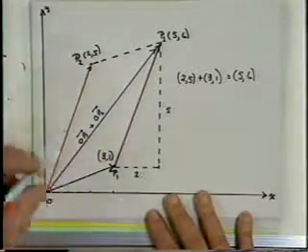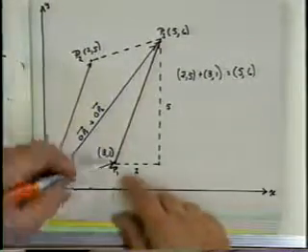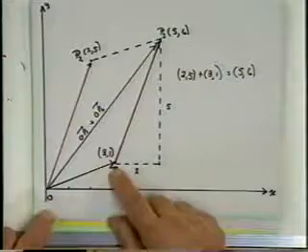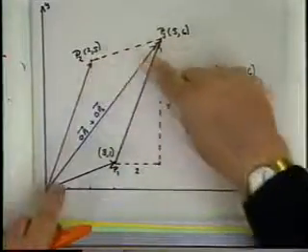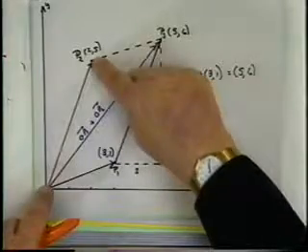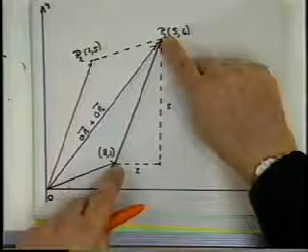See, 3 over, 1 up, 2 over, 5 up. Okay? I want to add these 2 vectors. Well, the first one is over here. What do I do now? I take the second vector and move it without changing its size or its direction so that its tail coincides with the head of the first.